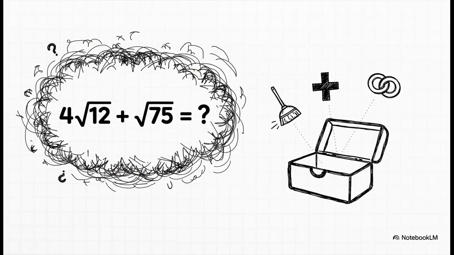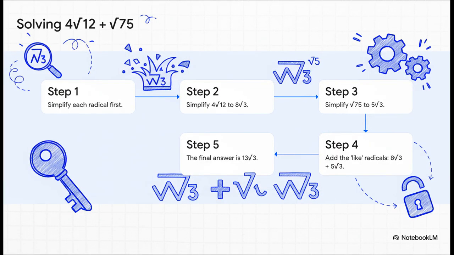Okay, it's time. Remember that problem from the very beginning? The one that looked so complicated? Well, guess what? Right now, you have every single tool you need to solve it. Let's put it all together and crack this code. So here we go. 4 times the square root of 12 plus the square root of 75. You can see right away the radicands, 12 and 75, are different, so we can't add them yet.